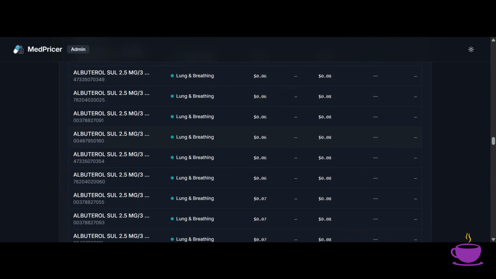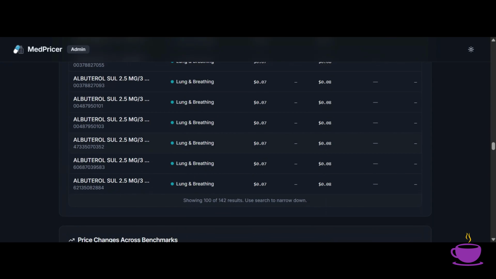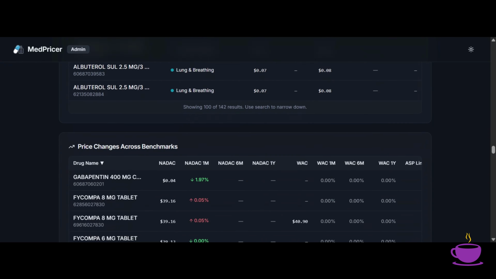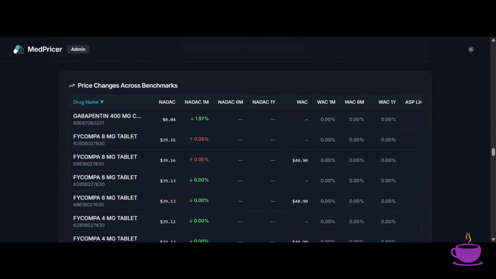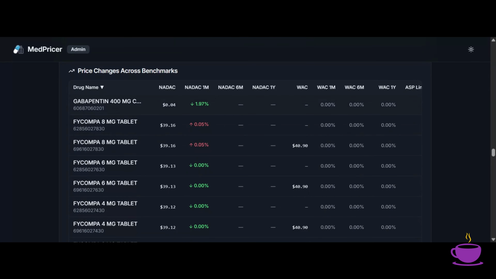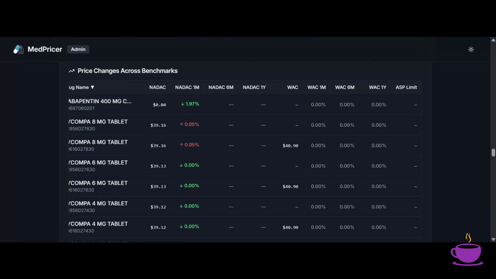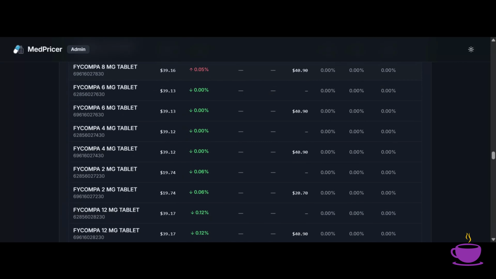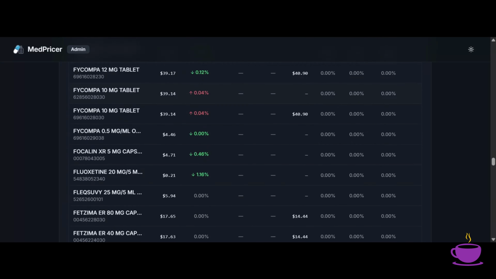So as you can see, we have the individual drugs, we have the categories, and then we have the different pricing. Now what we've incorporated here is the price changes across the benchmarks. Again, what we've done is take the different categories: NADAC, 1 month, 6 month, 1 year; WAC, 1 month, 6 month, 1 year; and also the ASP limit. Distinguish them drug by drug to see database divergence.